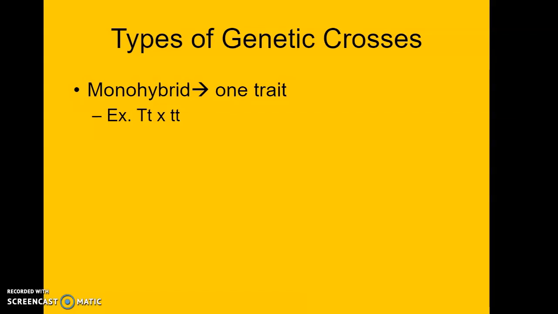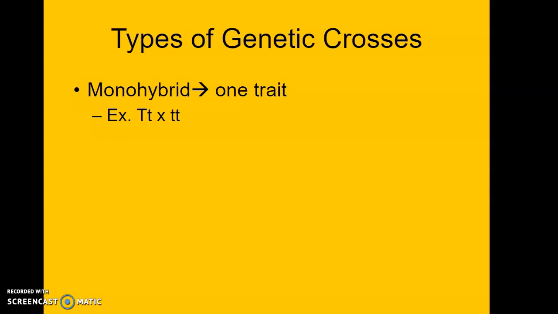Welcome back to our genetics section, and we are going to continue on with this unit, and we're now going to start getting into some of the actual problems. So at this point, we've talked a little bit about Gregor Mendel, some of his ideas, his law of dominance, his law of segregation and independent assortment.